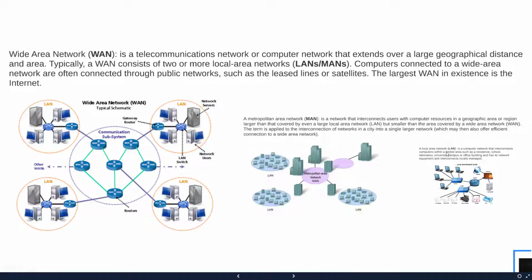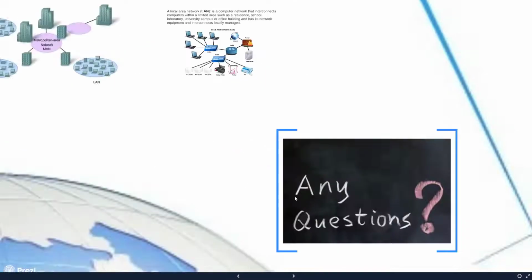Okay, so from the smallest to the biggest, you have the LAN, next to it is the MAN, and finally the WAN, the mother of all networks.